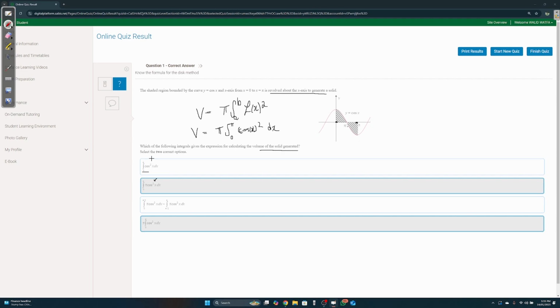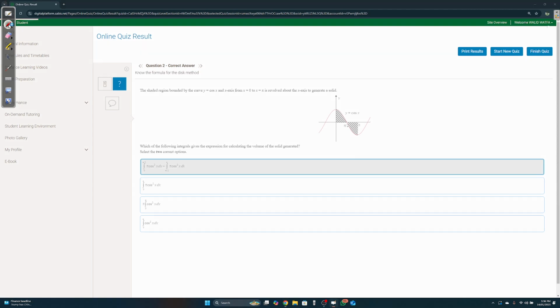Why is this one wrong? Yeah, because there's no pi. This one is correct because there's a pi, and the boundaries are from 0 until pi. This is wrong because it goes from 0 until pi over 2 and it subtracts. I don't know why it subtracted the second volume. There's no reason to subtract. And then here it's the same as this one, just pi is outside, and you guys know you can always take a constant outside of the integral.